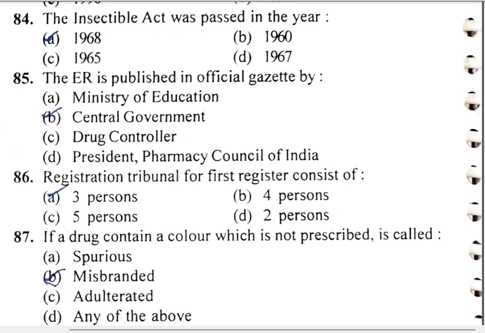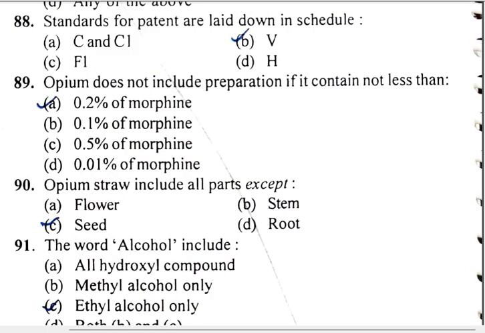The Insecticide Act was passed in the year 1968. The ER is published in Official Gazette by central government. Registration Tribunal for first register consists of 3 persons. If a drug contains a color which is not prescribed, it is called as misbranded. Standards for patent are laid down in Schedule B.